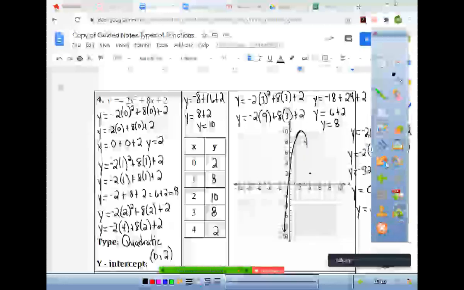Oh, that is so bad. So hard to draw on this thing. Oh, okay. There we go. That wasn't terrible. Any questions about graphing?